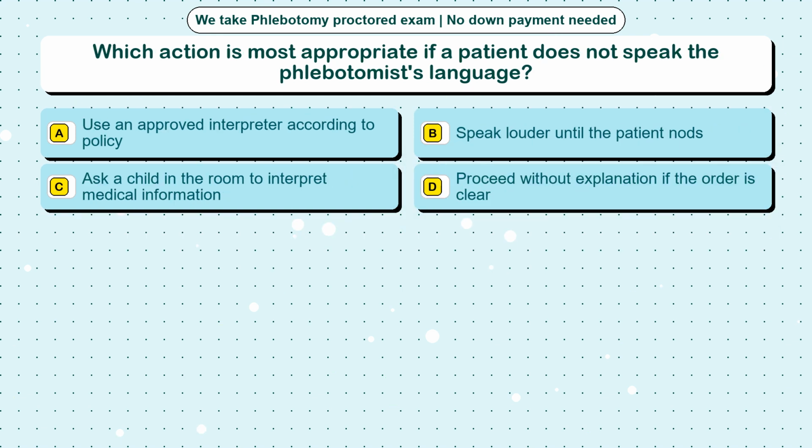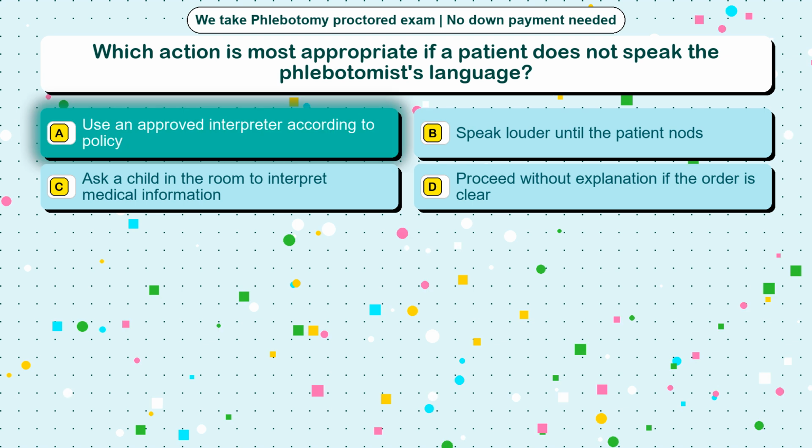Question 65. Which action is most appropriate if a patient does not speak the phlebotomist's language? Option A, use an approved interpreter according to policy. Option B, speak louder until the patient nods. Option C, ask a child in the room to interpret medical information. Option D, proceed without explanation if the order is clear.